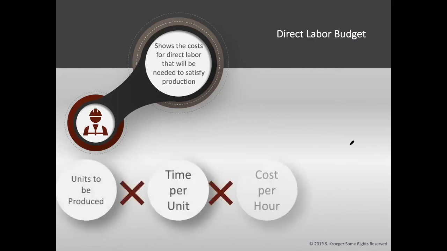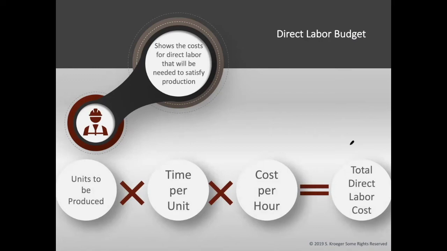The formula is very simple. How many units we plan on producing times the time per unit. Does it take us 1 hour, 2 hours, 6 hours to make it? The time unit. Times how much we pay our employees per hour on average. Once again, this is a very simplified structure for this budget. Companies that have many employees and many different products will have a much more extensive looking budget.